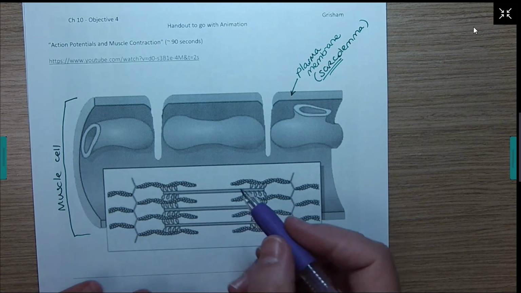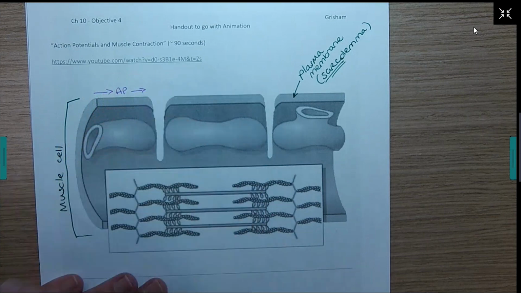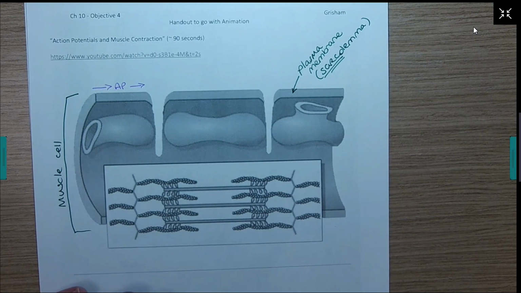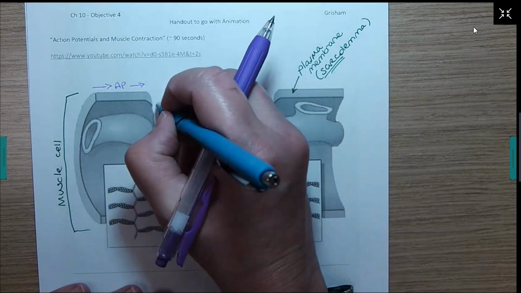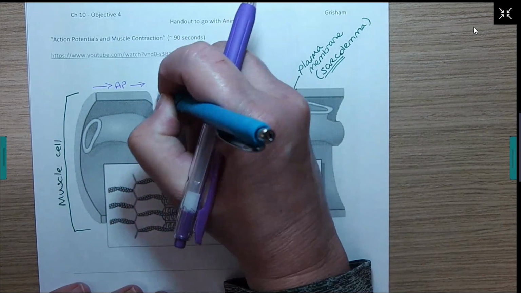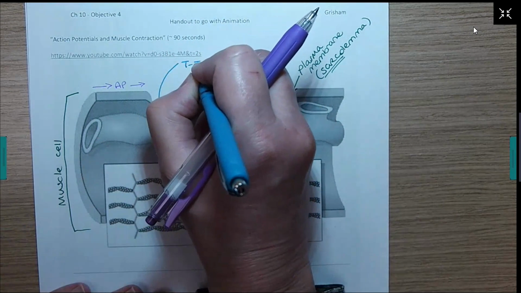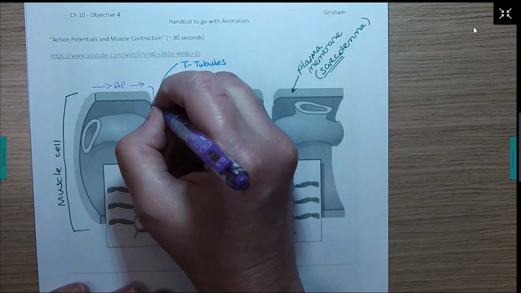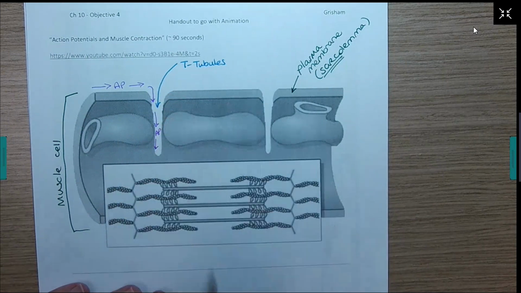So this action potential is going to go down the plasma membrane of the muscle cell. But remember, we want that action potential to not just travel along the surface, but to get in deep into that muscle cell. So we have these infoldings of the plasma membrane called T-tubules, and that allows the action potential to go deep inside the muscle cell.